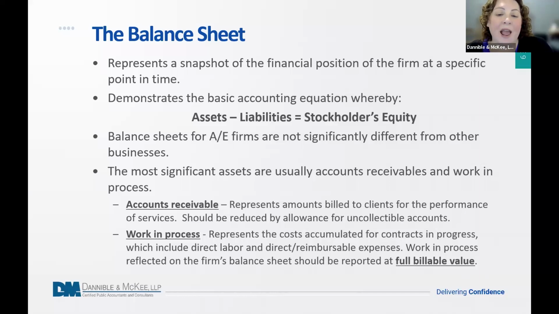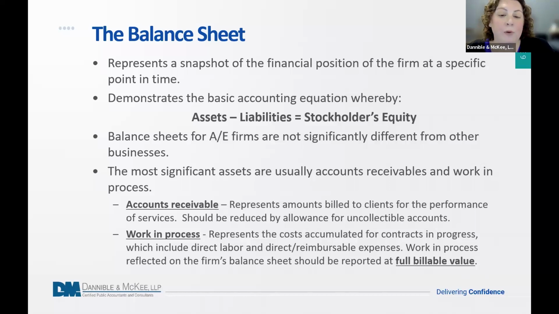Some of the most significant assets on the balance sheet would be accounts receivable and work in process. So accounts receivable represents amounts billed to clients for the performance of their services. And you should always be looking at your receivables to ensure what's collectible, what's not collectible, and then reduce your receivables by an allowance for uncollectible accounts. So every month you should be sitting with your project managers and your team to look at these receivables to determine what's collectible and what's not collectible, so that you're not letting those receivables build.